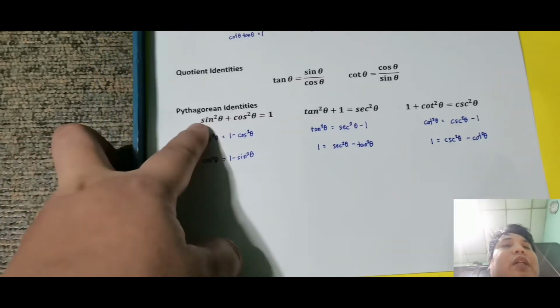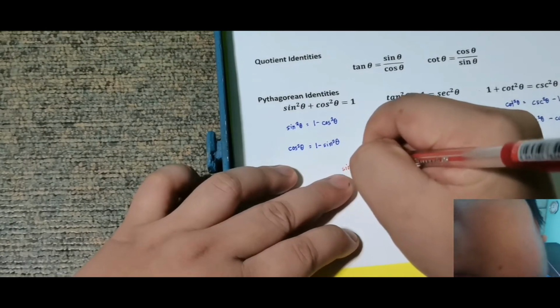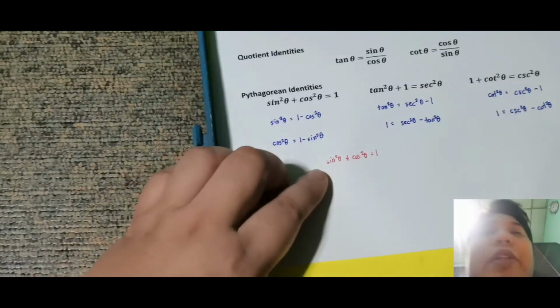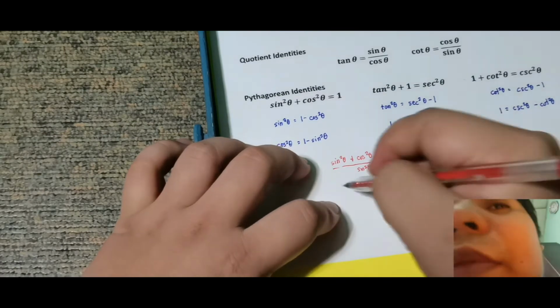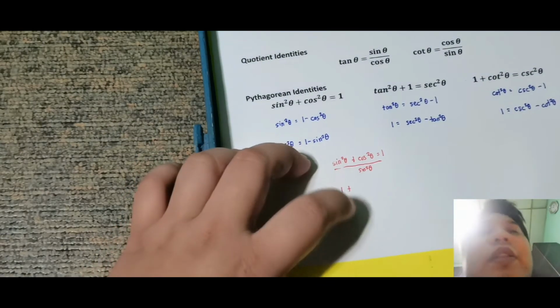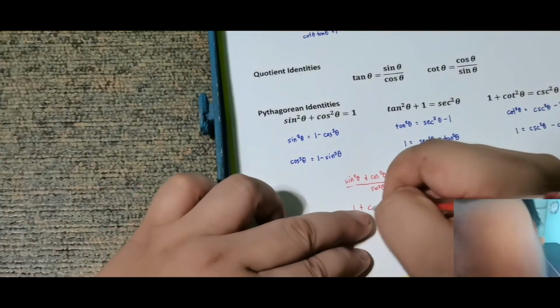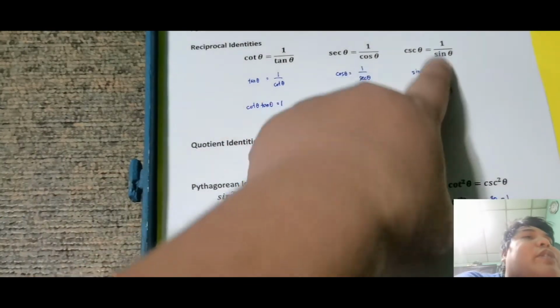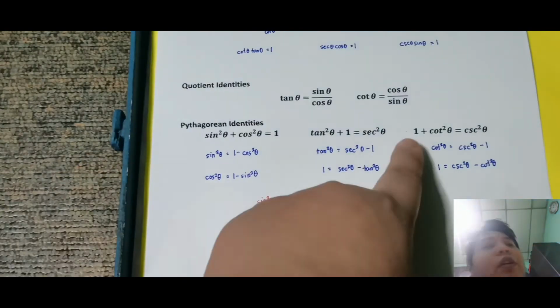Saan na-derive yan? So consider natin si sin squared theta plus cosine squared theta is equal to 1. Pag dinivide ko both sides by sin squared theta, ang mangyari ganito. Sin squared over sin squared is 1. Then plus cosine squared over sin squared, that is cotangent squared, kasi cosine over sin, sabi ng quotient identity, is cotangent. Naka-square yan, so cotangent squared theta equals 1 over sin squared. So ano yung 1 over sin? 1 over sin is cosecant. Since naka-square, that is cosecant squared theta. So na-derive ko siya gamit yun.